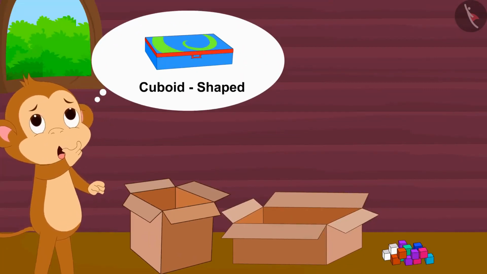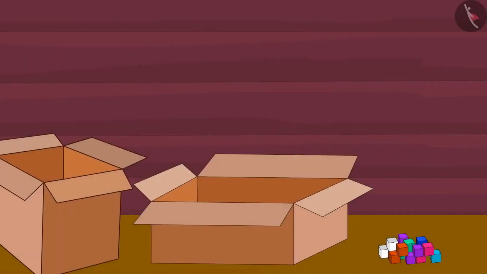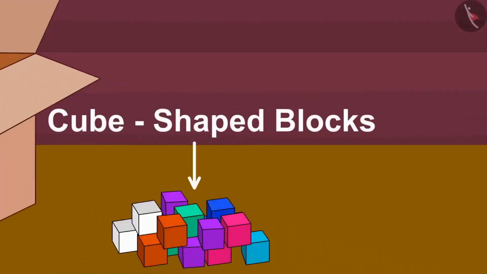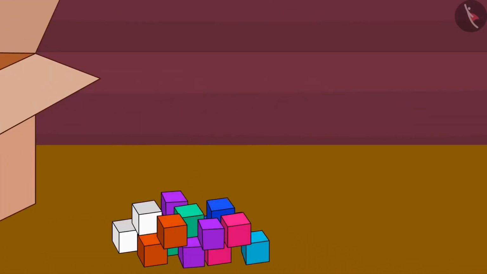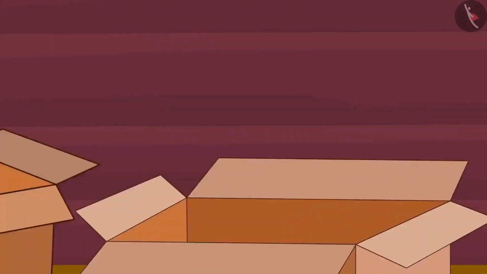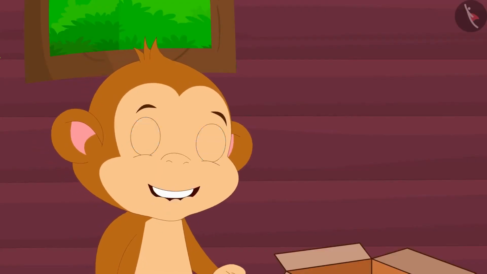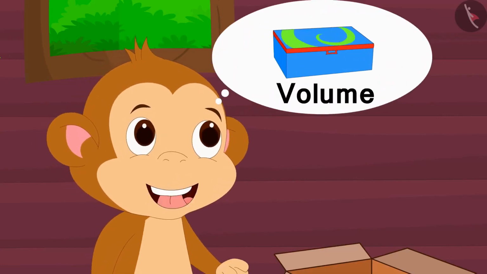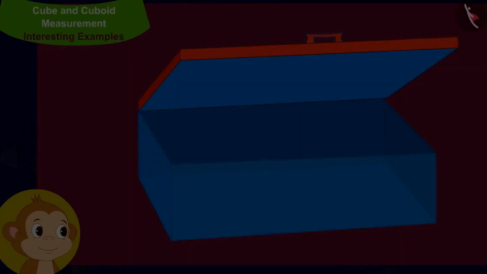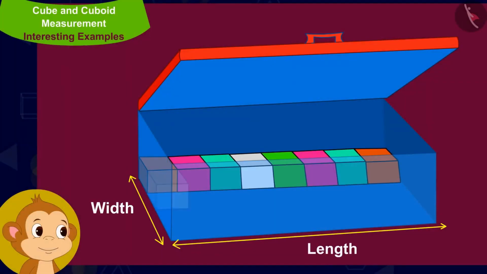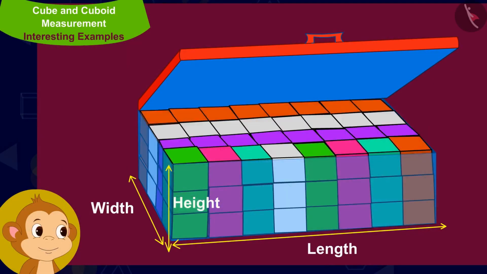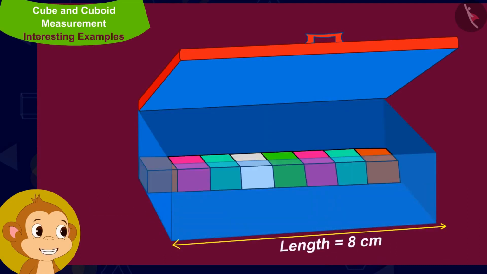Babban began to think. He had a few cube-shaped blocks of 1 centimeter each that he had bought from Gaggu's shop. Oh wow! I can first use these cubes to find the volume of a compass box. He measures the length, width, and height of the compass box. The compass box is 8 centimeters long.